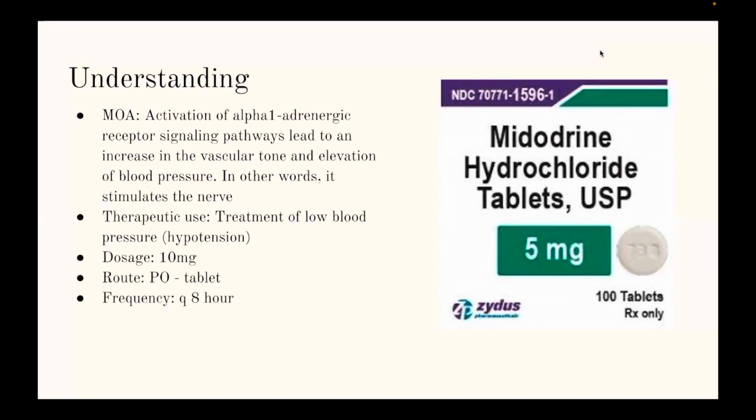The route is PO, like I said, the tablet, and it's every 8 hours typically. The half life is about 3 to 4 hours. Peak plasma protein concentration occurs about 30 minutes after administration of the drug. The main ingredient is midodrine hydrochloride, and this can be taken with or without food. And then just some adverse effects that's good to know is hypertension if you give too much. You'll know this by some pounding in the ears or blurred vision. Other side effects would be dysuria, goosebumps, or an itchy scalp.